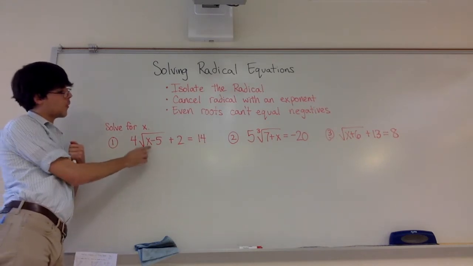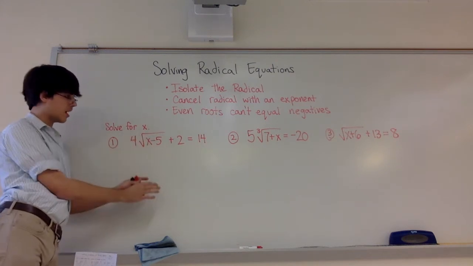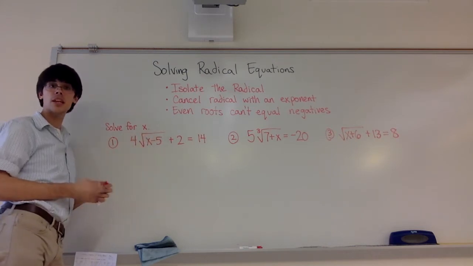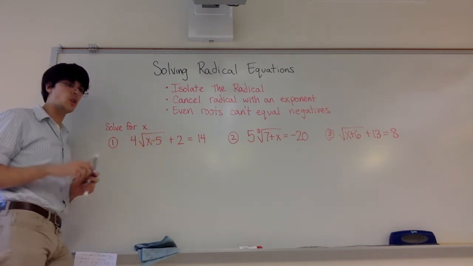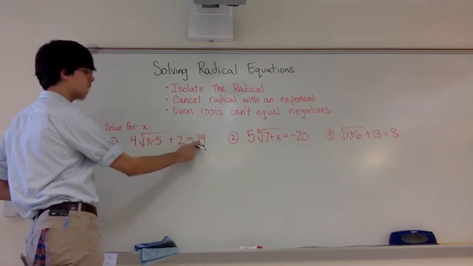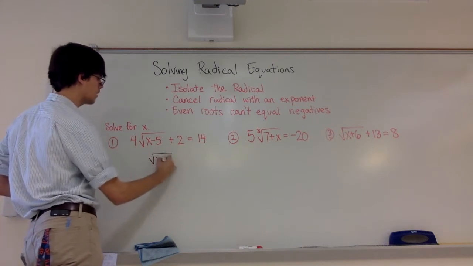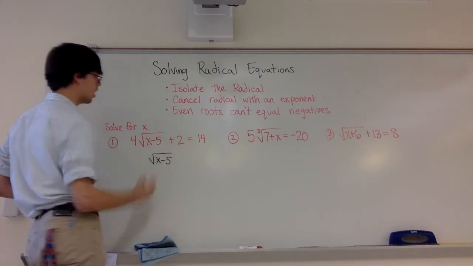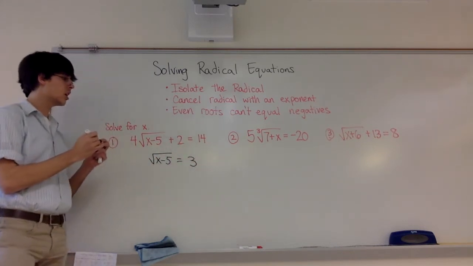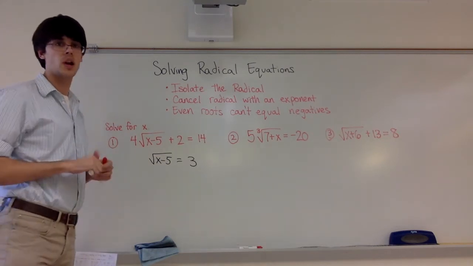If we're going to solve a radical equation, we have to get rid of this root right here so we can get x out and get it by itself. So our first goal is to get the square root by itself so we can cancel it. These first few steps should be real simple, real basic for you guys. We're going to subtract 2 and then divide by 4. I'm going to skip those steps and write down: the square root of x minus 5 is equal to 3. So we get the square root by itself. I'm not showing those steps because you totally know how to do that already.